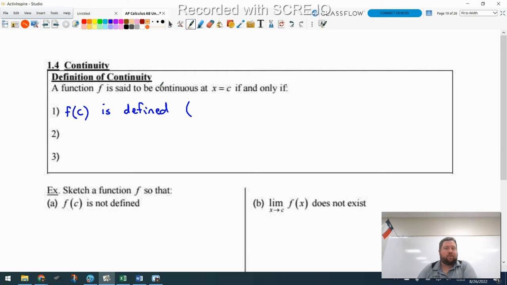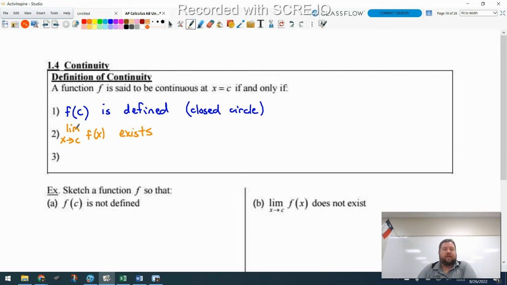So if you're looking at a graph, a way to think about this is there has to be a closed circle there. Okay, so if your function has like an asymptote where c is located, or if it has a hole in the graph where c is located, then your function is not continuous at that point. All right, second part, the limit as x approaches c of f of x exists.